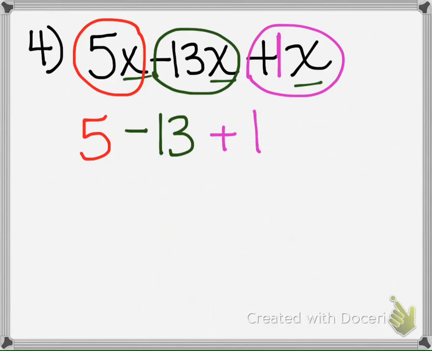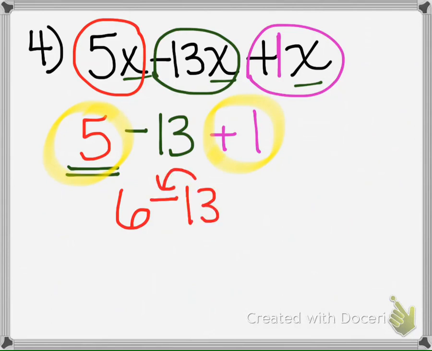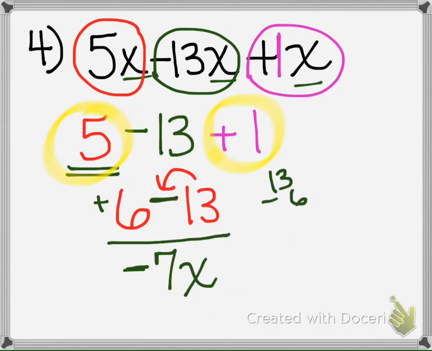If I'm solving this, I can do this in any order. So if I want to put the 5 here with the positive 1, they have the same sign, so I'm going to add them. So we get 6. And then 6 minus 13, 13 is bigger, so negative. And they're different. This is a positive number, and then we have a negative. So we subtract 13 minus 6, and we get negative 7. And they all had x's, so negative 7x.